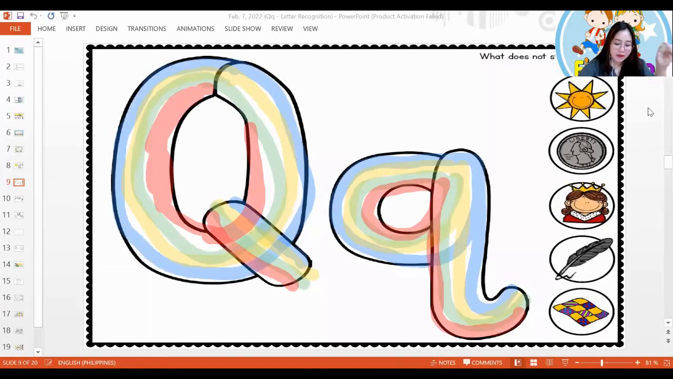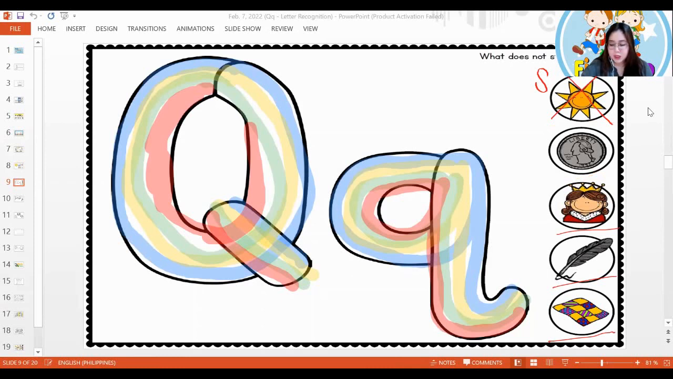So let's identify our pictures first. We have a sun, quarter, queen, quill, and quilt. So sun, does sun begin with the letter Q? Sun? No, it starts with the letter S. Very good. Let's write letter S and let's mark an X.